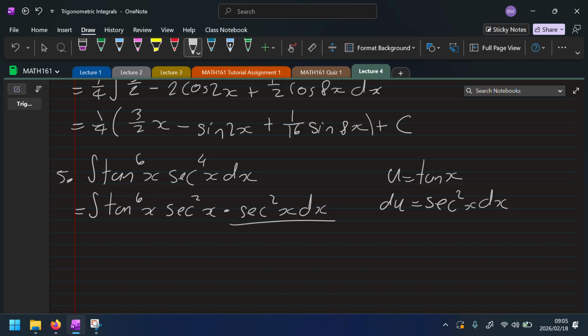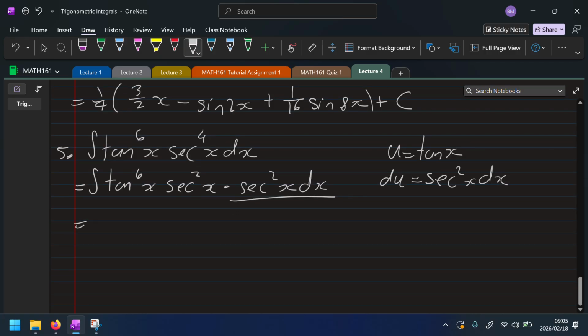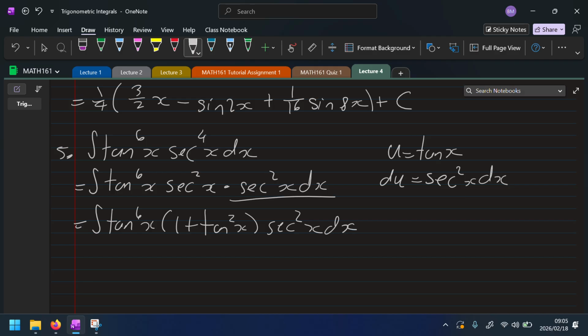So what can we use? Sorry? 1 plus tan squared. Everyone agree? Everyone know where that identity comes from? Okay, 1 plus tan squared. So this will be the integral tan to the 6, 1 plus tan squared, sec squared x dx. So we can see on the one side, that's going to become our u part, and then the sec squared dx, that will be our du part.